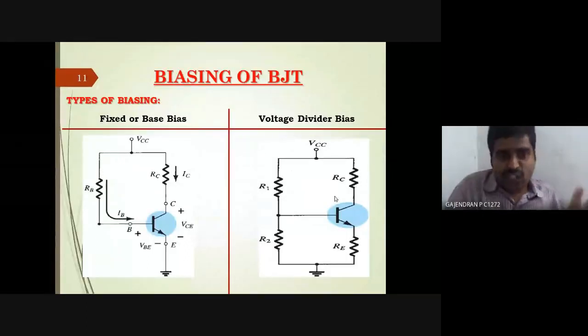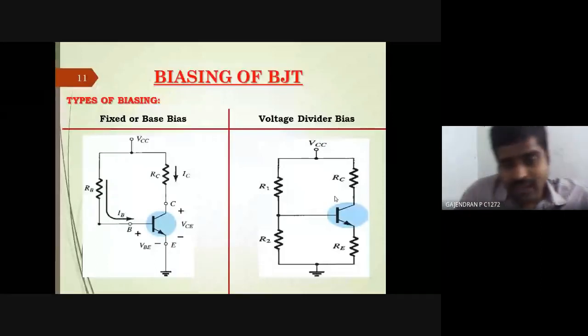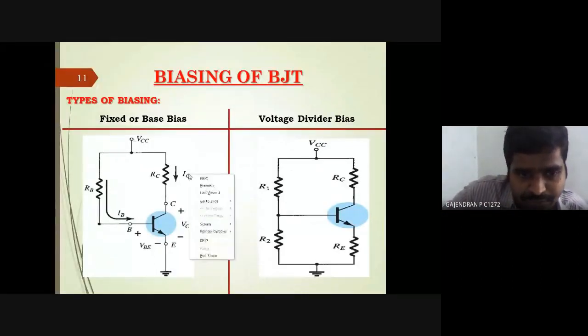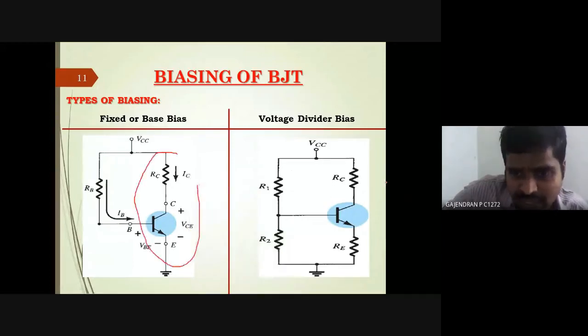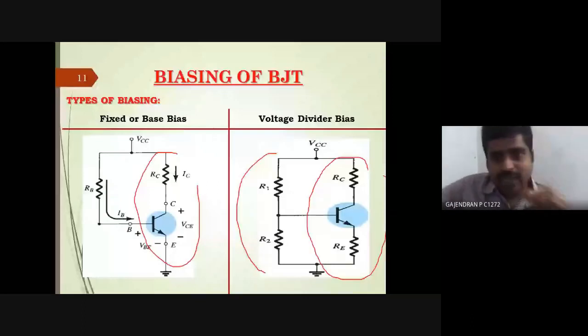So fixed or base bias means a resistor RB is connected, that's all. So this portion is the common one. You need not bother about this portion. The biasing is the important one. You should remember. Okay. Yes.